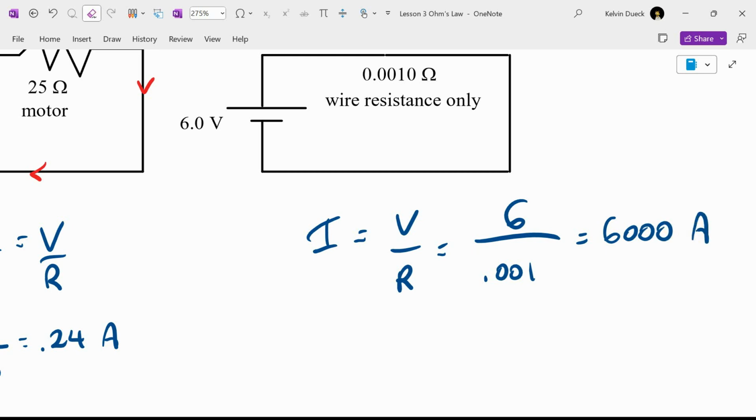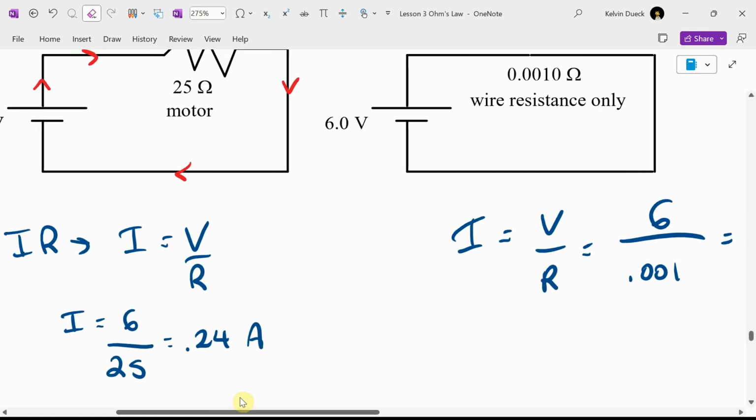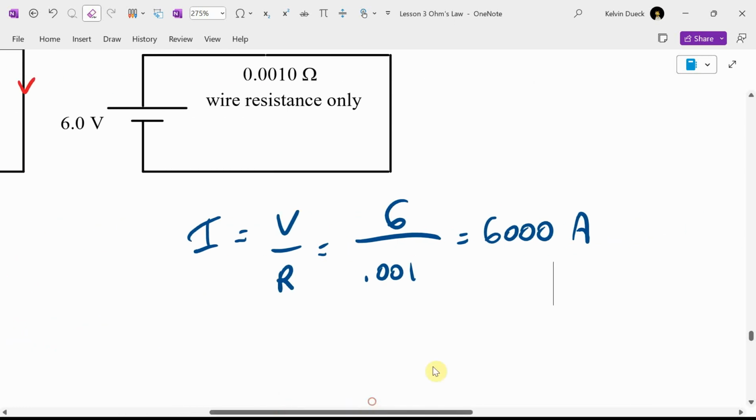Now, a 6-volt battery isn't very big. What'll happen, probably the wires are going to get hot. They may get red hot, hot enough to melt the insulation, but also which of these two batteries is going to last longer? You're only bleeding 0.24 coulombs per second. Here you're bleeding 6,000 coulombs per second. This battery will die really fast.